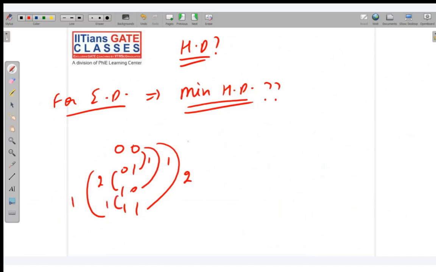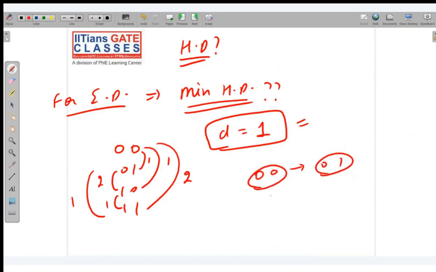So now minimum Hamming distance will be 1 only. Okay, so D will be 1 only. Since D is 1, even if 1 bit is affected, you cannot guarantee that the error will be detected. Are you getting it? So 00 is converted to 01. If the sender has sent 00 and the receiver has received 01, 01 is also a valid code word.